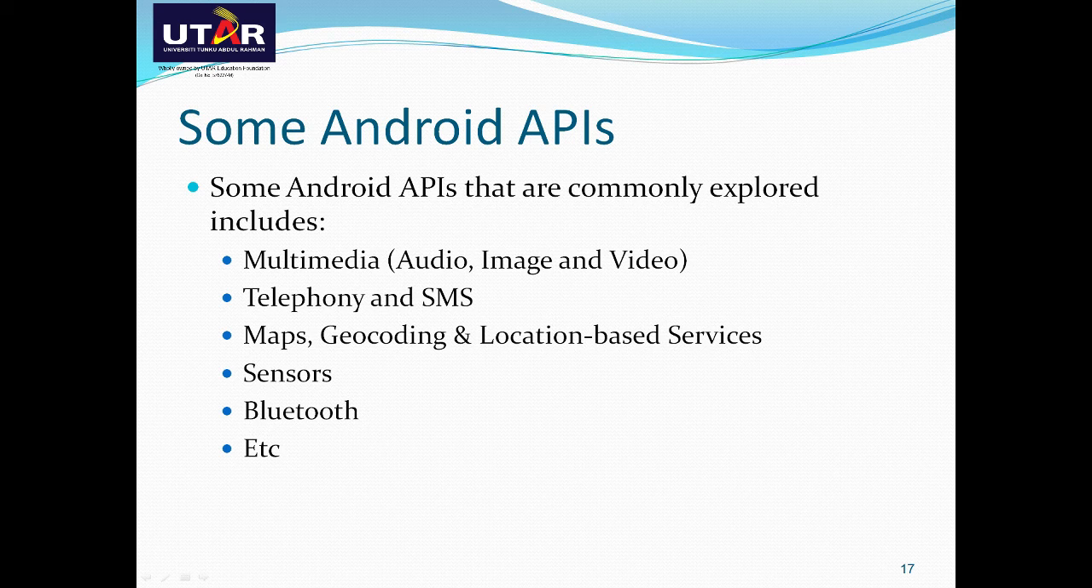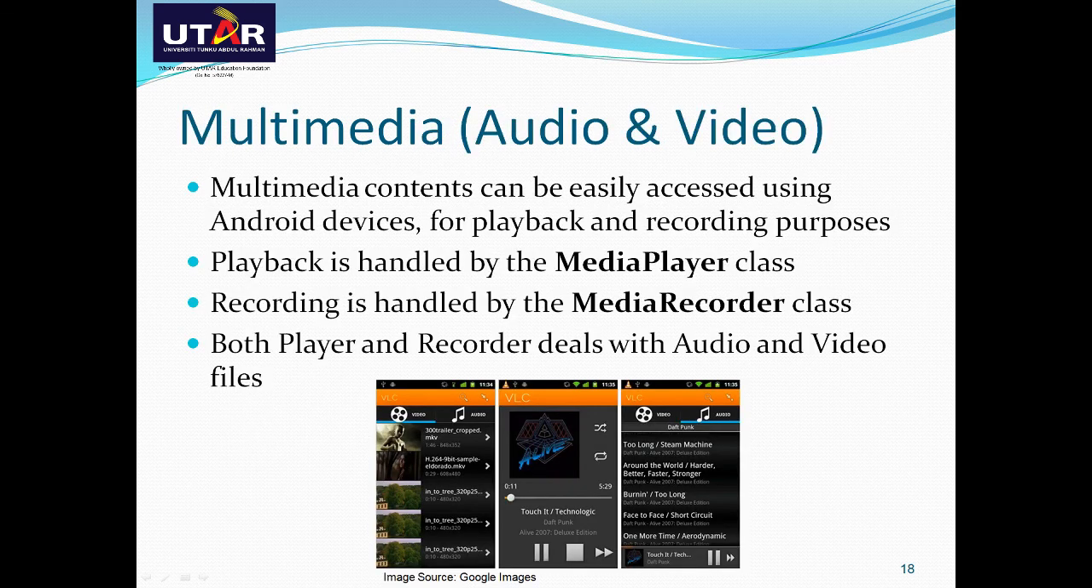Some Android APIs that are commonly explored include Multimedia, Telephony and SMS, Maps, Geocoding and Location-based Services, Sensors, and Bluetooth. Multimedia API allows users to work with multimedia, including audio and video, where they can make use of media player and media recorder to playback and record these multimedia contents. These allow users to design applications that deal with playing and recording such data.